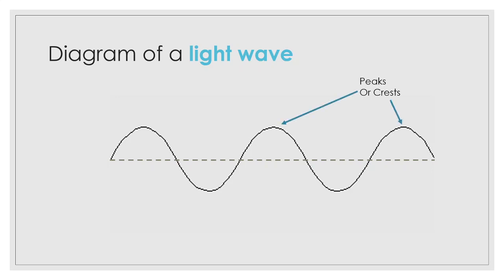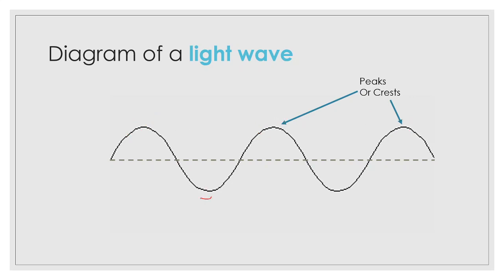Alright, now here we go. One thing that's important to know is that there are different names for different parts of a light wave. These parts up here, where it goes to the very highest point on the wave, are known as peaks or crests. You can use either one of those words. You will see both of those words used. Again, that's because there are these 3 really high points up on top of the wave.